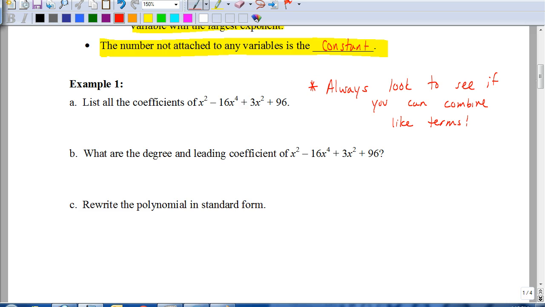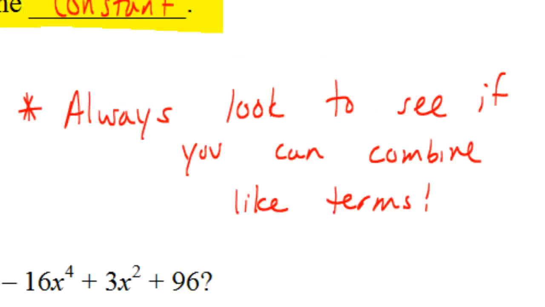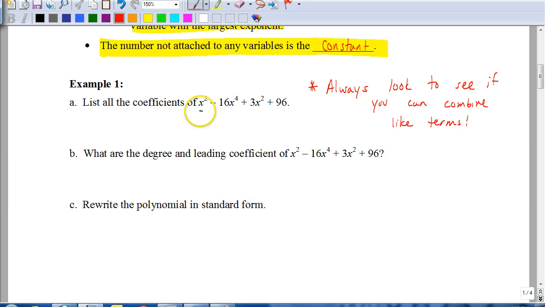here in this problem they give us the polynomial x squared minus 16x to the fourth plus 3x squared plus 96, and they ask us to first list all the coefficients. Well, notice this little note I have over here to the right. It's important to always look to see if you can combine like terms before you get started. So like terms, here's an x squared and a 3x squared. Those are like terms. So we can add those together.